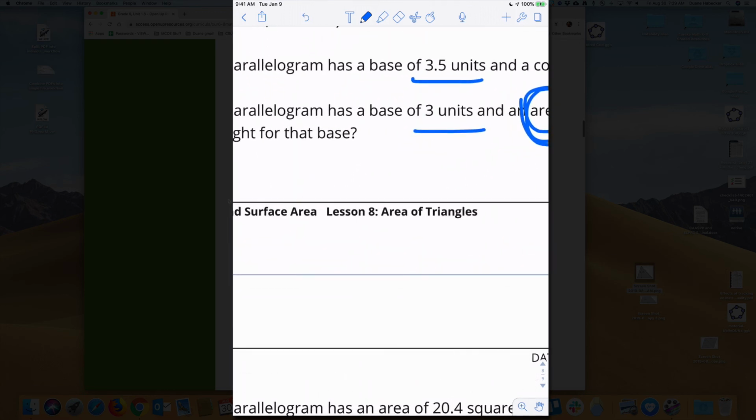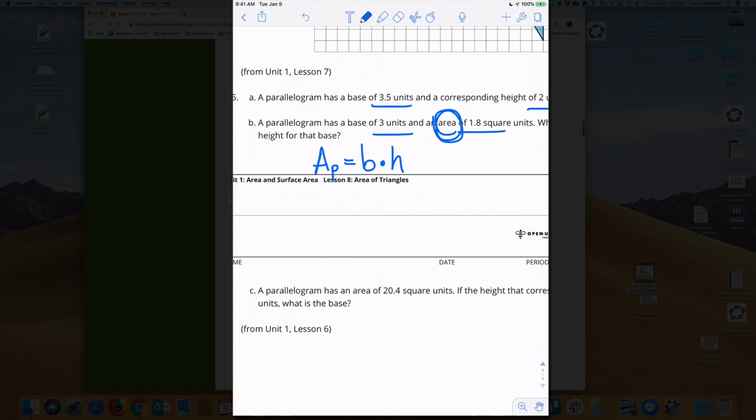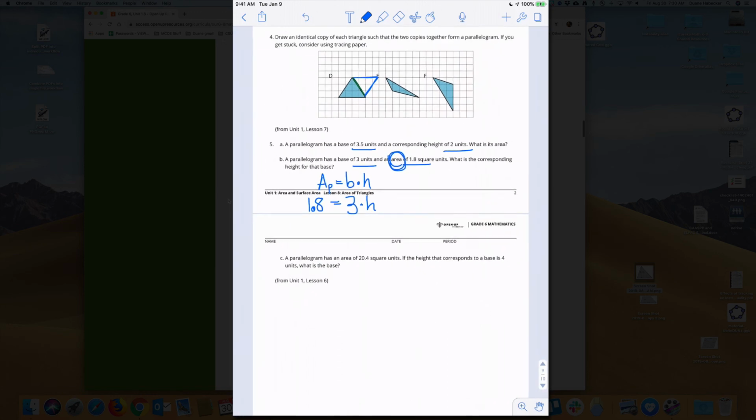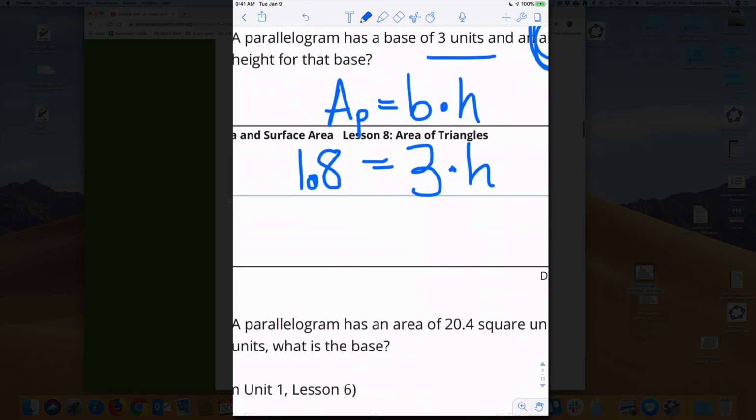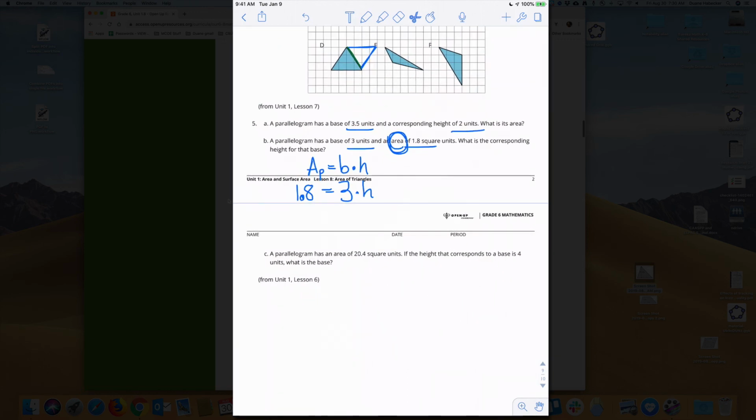Well, we know that the area of the parallelogram is base times height, and we know that the base is 3 units, and the area is 1.8, and we don't know the height, so we have to find the corresponding height. So what kind of math are we going to do to figure out that 3 times what gives us 1.8? We're going to use a little bit of division to figure out what that missing corresponding height is right there. All right? So I'll let you do the division. You don't need my help on that.